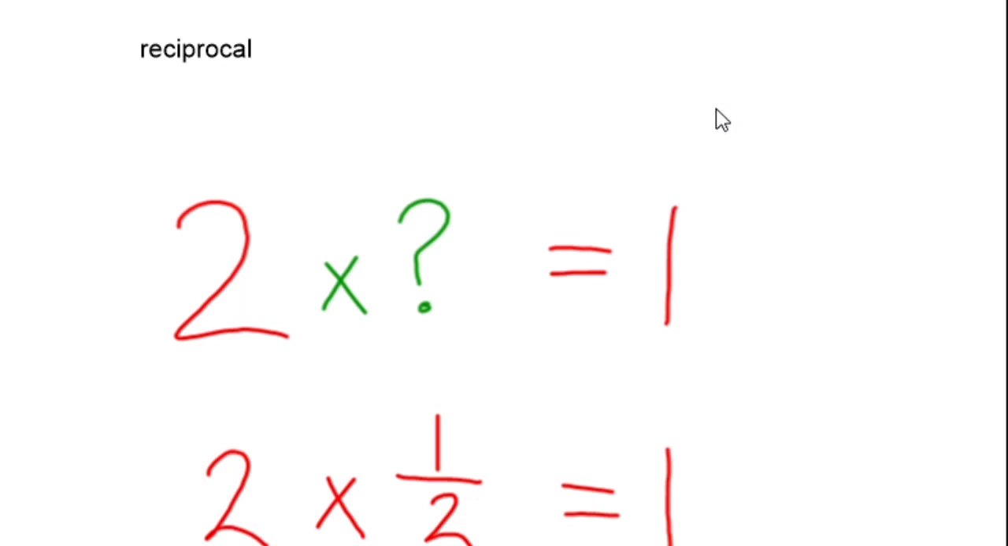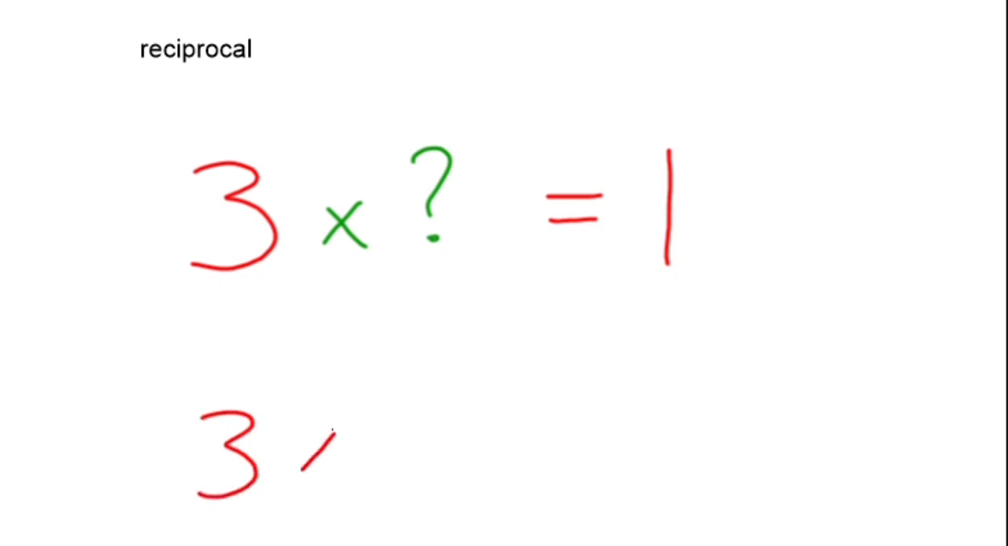Let's just give you another example. All right, let's erase that. Let's try to find the reciprocal number of 3. So the question is, what do I need to multiply 3 by to get 1? Well, the answer will be 3 multiplied by 1/3. In other words, what is 1/3 of 3? It's 1. So the reciprocal of 3 is 1/3.